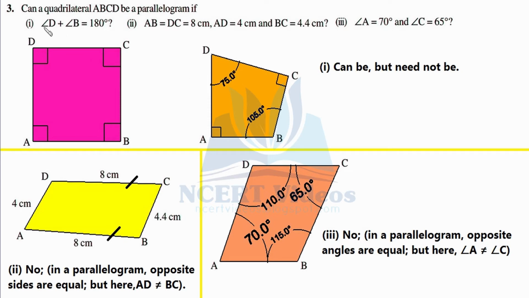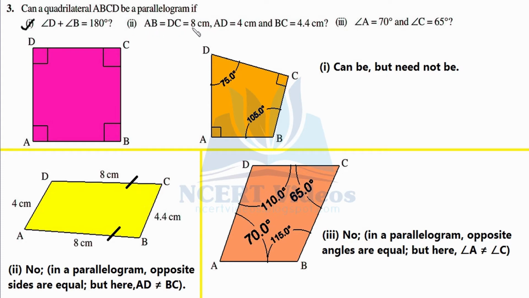Therefore, if we are given with the condition that angle D and angle B, that is opposite angles, sum is equal to 180 degrees, then there is a possibility that it can be a parallelogram and there can be a possibility that it cannot be a parallelogram. Therefore, we wrote for the first part, it can be but need not be. That is, if the sum of opposite angles is equal to 180 degrees, then it need not be a parallelogram every time. With this, our first part has been solved. Now let's move to second condition.